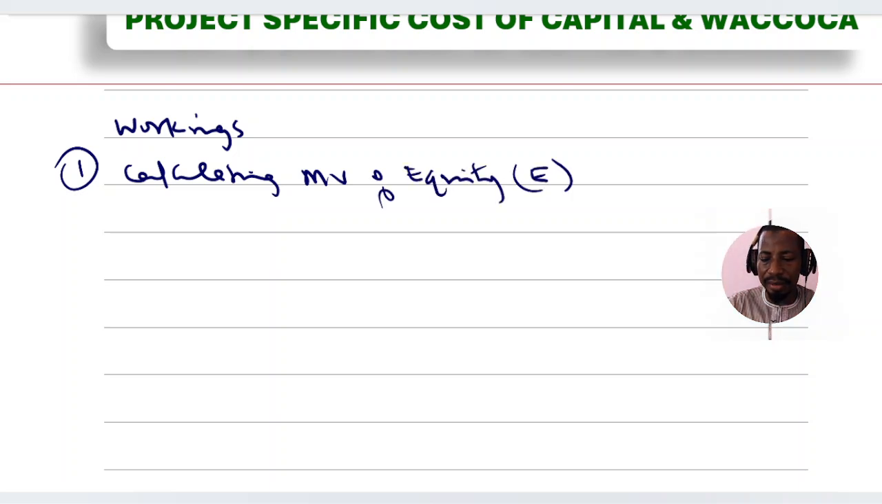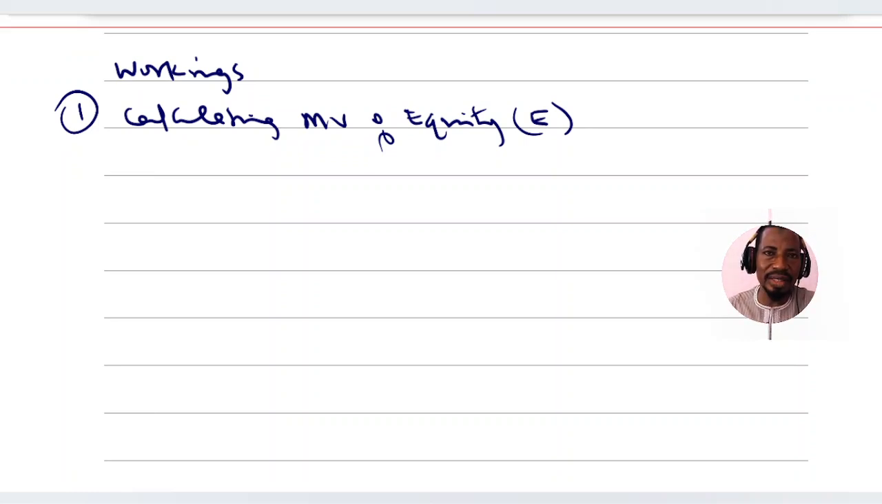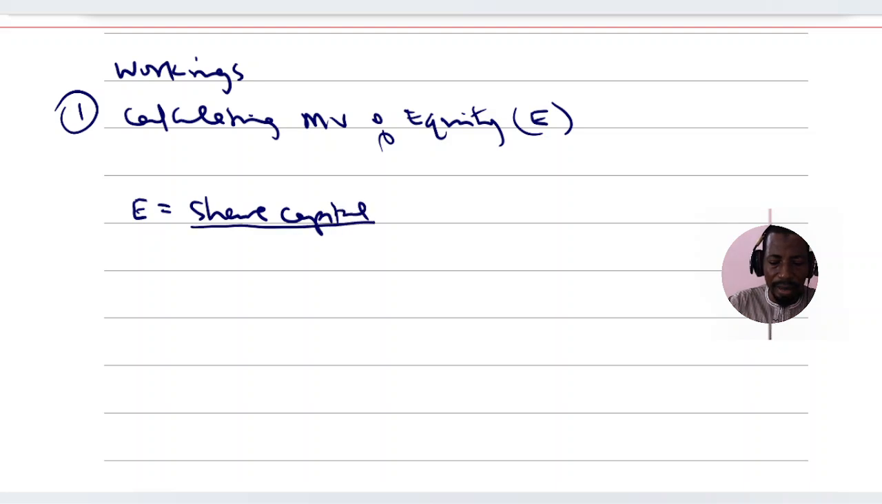Market value of equity, denoted as E. Based on the formula I gave to you when we had traditional WACC, had it been I have number of shares in this question, I would just say number of shares multiplied by share price. But I'm not given number of shares, I'm given share capital. Therefore, equity value will be equal to share capital divided by nominal price. The nominal value per share is the same thing as par value or face value, then multiply by share price.